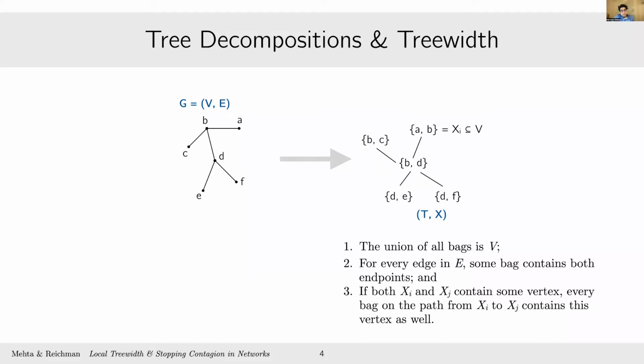This last condition is equivalent to saying that if both xi and xj, 2 bags in T, contain some vertex, every bag on the path from xi to xj contains that vertex as well. And since it's a tree, this path from xi to xj is unique.